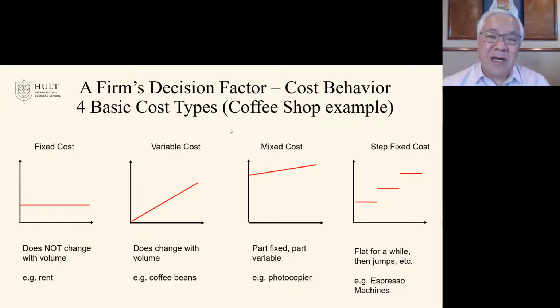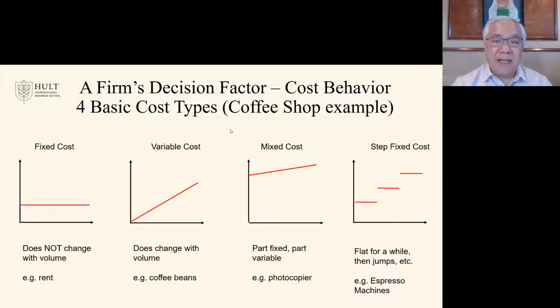The next topic we're going to cover is related to cost behavior. Here I'm going to take an example of a coffee shop so you can envision a business and think of their costs. If we have something like rent, they pay the same rent whether there's 1 cup of coffee, no cup of coffee, or 10,000 cups of coffee. So that's a fixed cost. Across the horizontal axis, which is volume of sales, it doesn't change, and the vertical axis is cost.